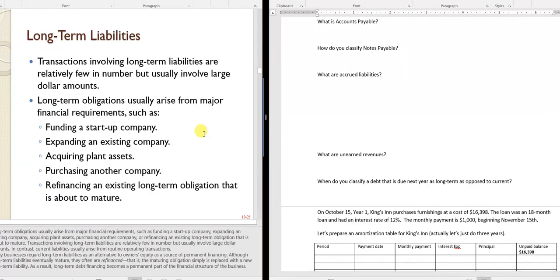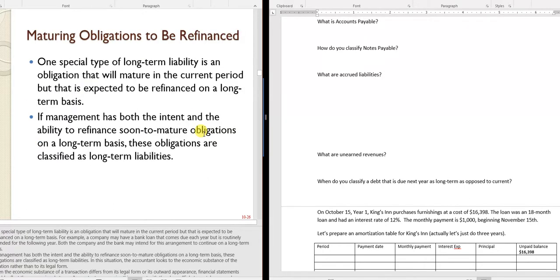Long-term liabilities. Basically, long-term liabilities are due in excess of a year, and these are just some reasons why you're going to have long-term liabilities. But when do you classify a debt that is due next year as long-term as opposed to current? Remember, anything you're going to pay next year is current.